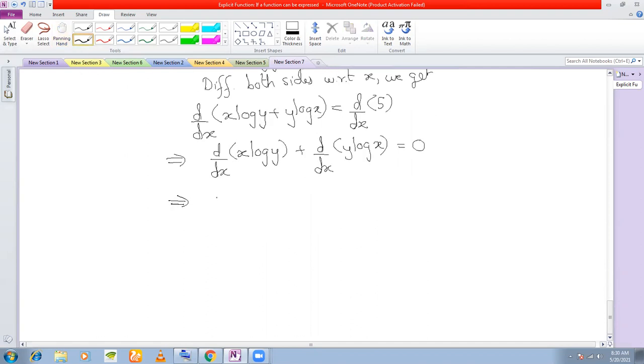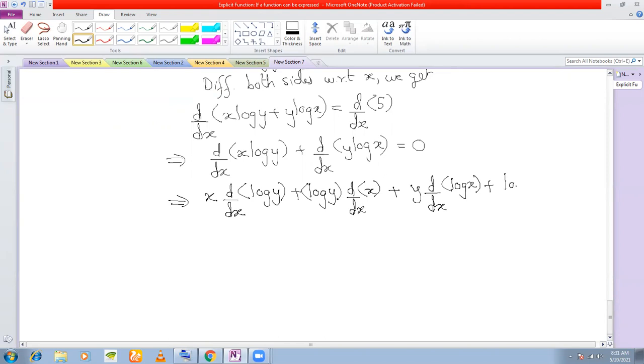Now x log y you're differentiating, you will differentiate by the product rule. So x d/dx of log y plus log y d/dx of x, right? This is the entire breakup. Plus y d/dx of log x plus log x dy/dx is equal to 0.